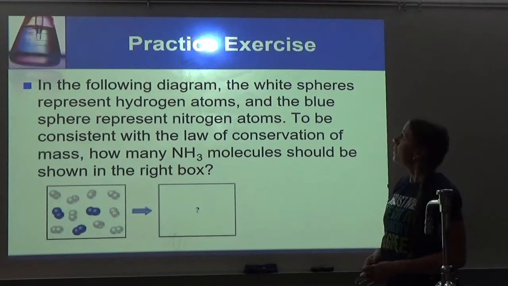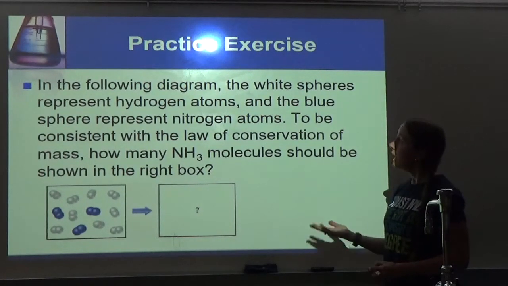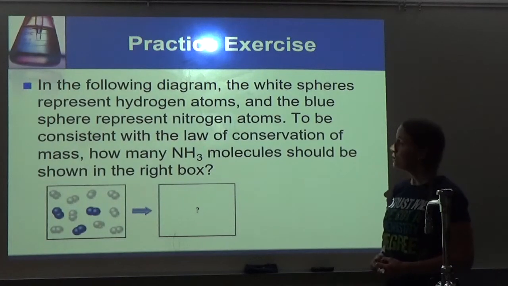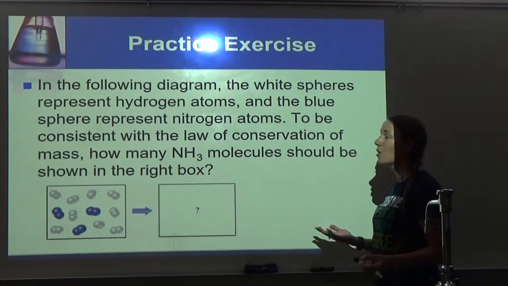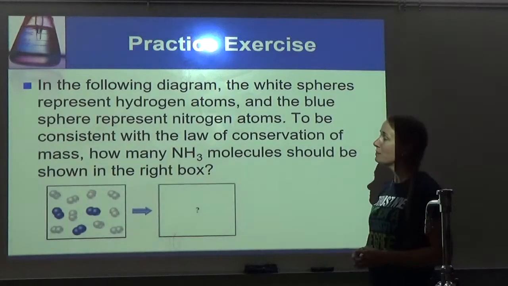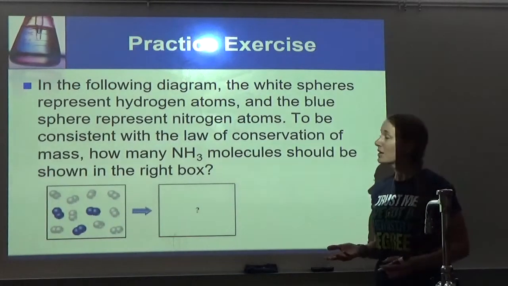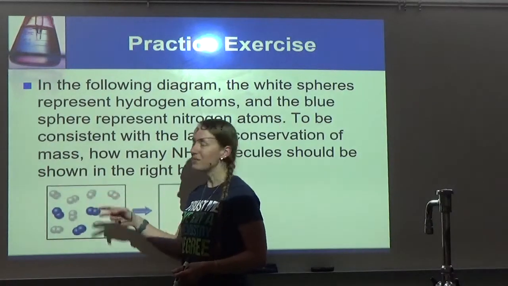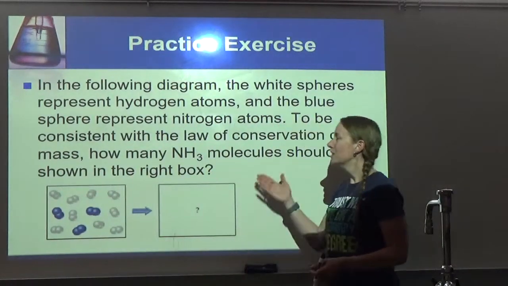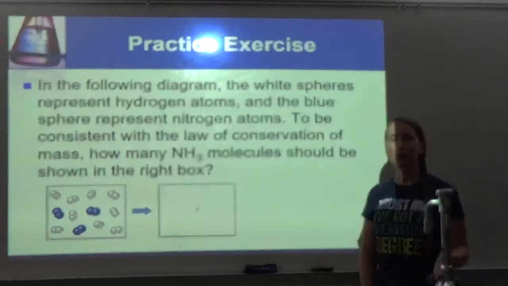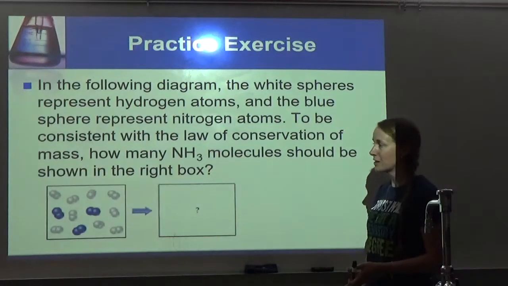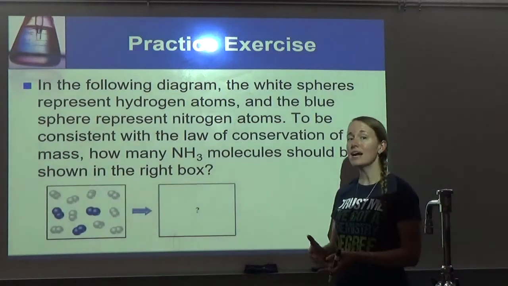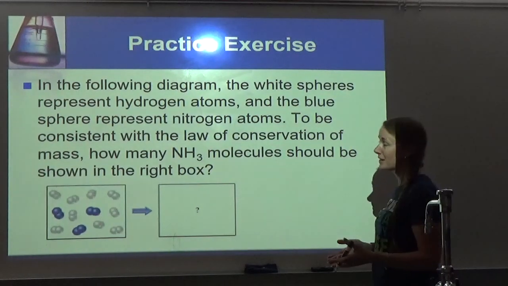In the following diagram, the white spheres represent hydrogen atoms and the blue spheres represent nitrogen atoms. To be consistent with the law of conservation of mass, how many NH3 molecules should be shown in the right box? Okay, so we have diatomic nitrogen, N2, and diatomic hydrogen, H2. So it's asking how many NH3 molecules should be shown in the box. So really I just need to make sure I don't use any more than I have, and I don't not use something that I have.